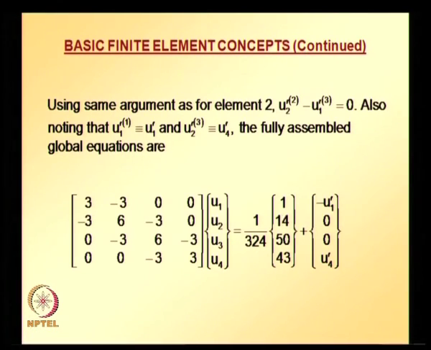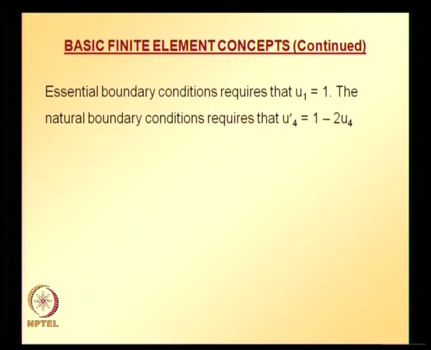U prime evaluated at x is equal to 1 is given for this problem. X is equal to 1 corresponds to node 4. So u prime evaluated at x is equal to 1 is given as 1 minus 2 times u evaluated at x is equal to 1, and that needs to be substituted in place of u4 prime. So that is what is done here. Essential boundary condition requires that u1 is equal to 1, natural boundary condition requires that u4 prime is equal to 1 minus u evaluated at x is equal to 1.